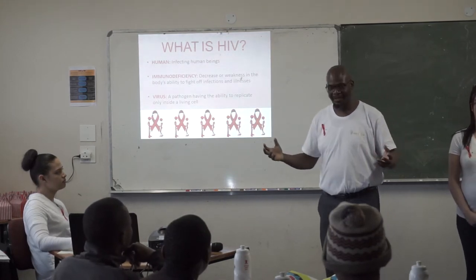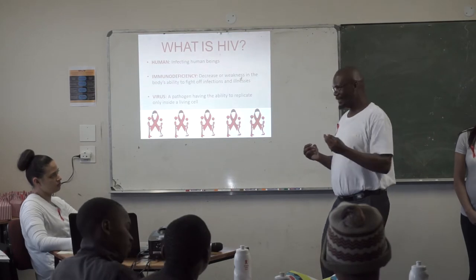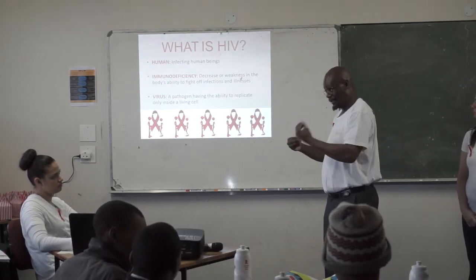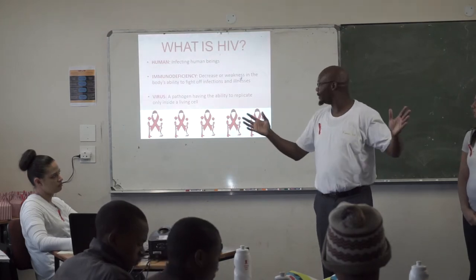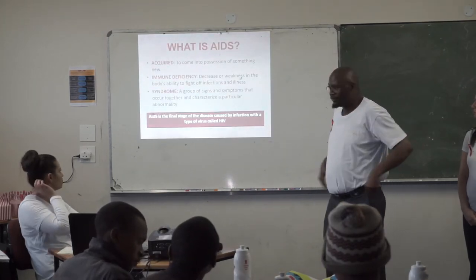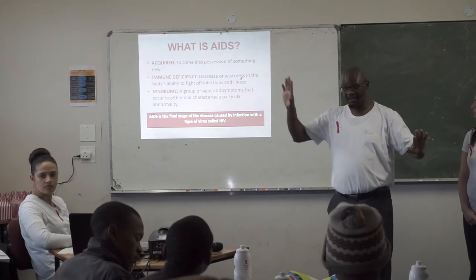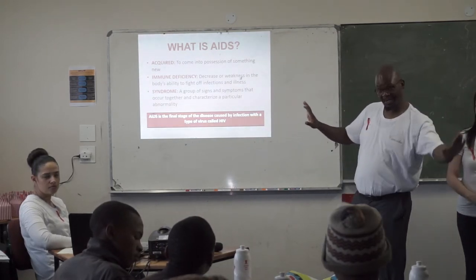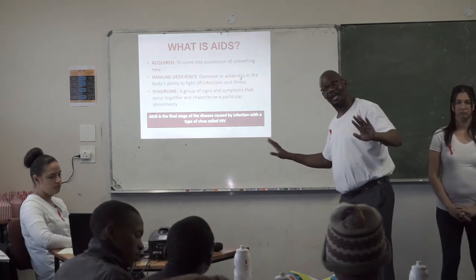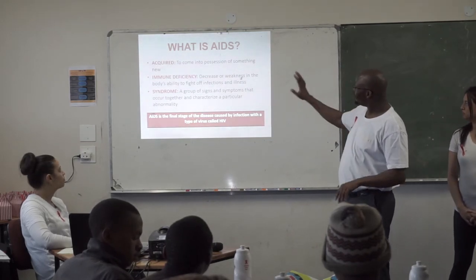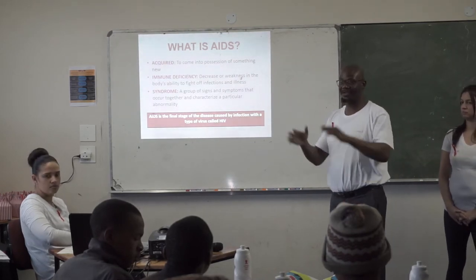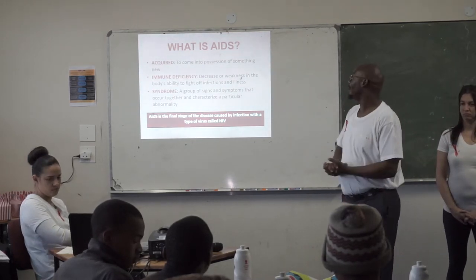Now a pathogen is a parasite that comes into the cell and replicates itself so that it expands. And then there are two differences between HIV and AIDS. I hope you understand it. It begins with HIV, it ends with AIDS. What does AIDS mean? Acquired immune deficiency syndrome. That is what AIDS stands for.